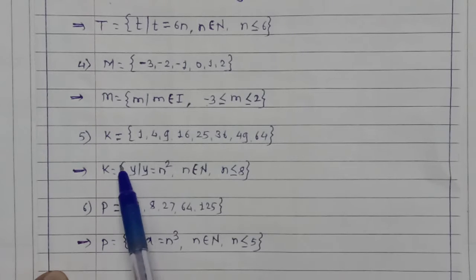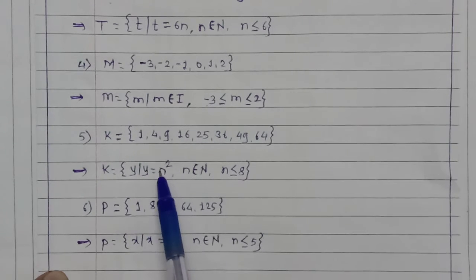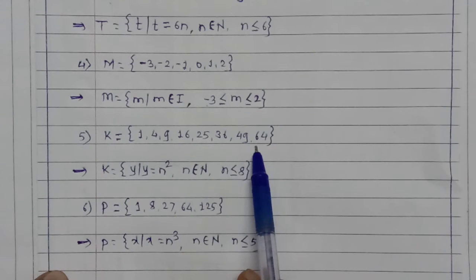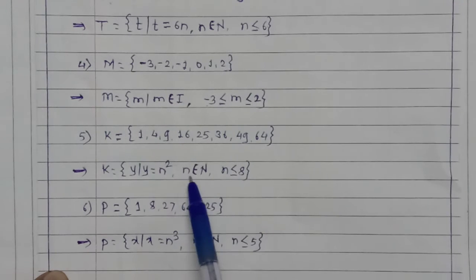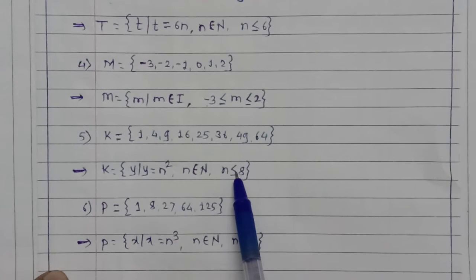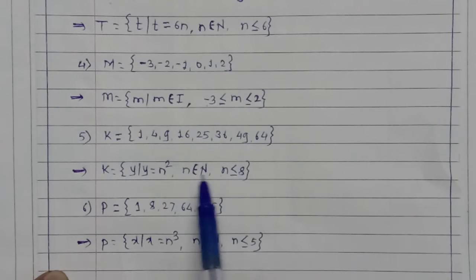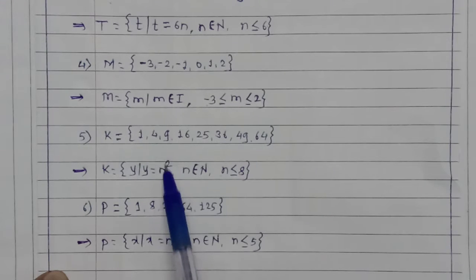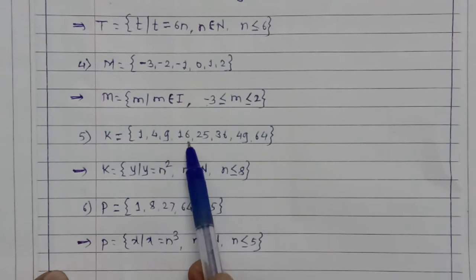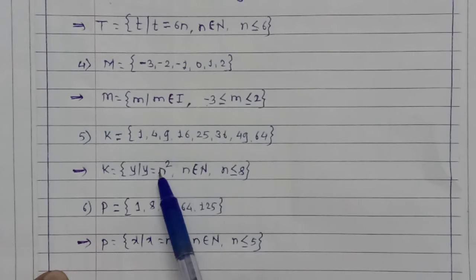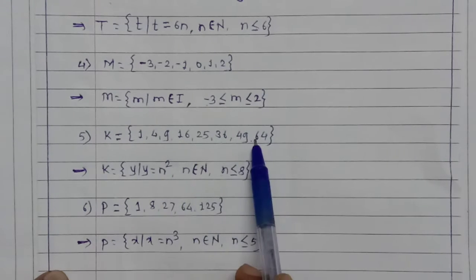So K is a set where y is an element of the set. The elements are generated by a common small letter y, such that y equals n square. All these are squares of natural numbers up to 8. So n is a natural number and n is less than or equal to 8. Natural numbers less than 8 are 1, 2, 3, 4, 5, 6, 7 and equal to 8 means this is the 8th number. So n may be 1, 1 square 1, 2 square 4, 3 square 9, 4 square 16, 5 square 25, 6 square 36, 7 square 49, 8 square 64.